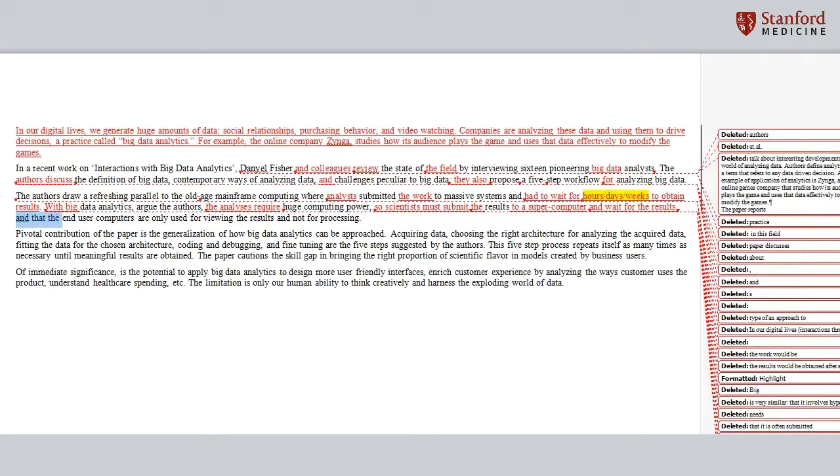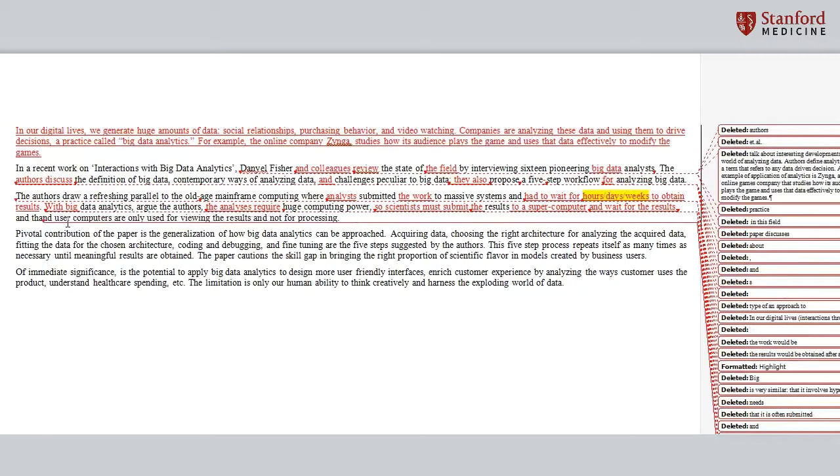The end user computers, so we can just start with end user computers, are only used for viewing the results and not for processing. I'm going to change that just slightly to be a little more direct. So end user computers display but do not process the results.